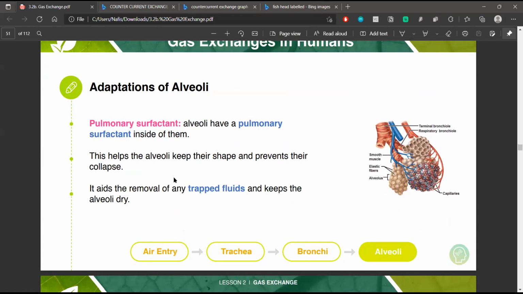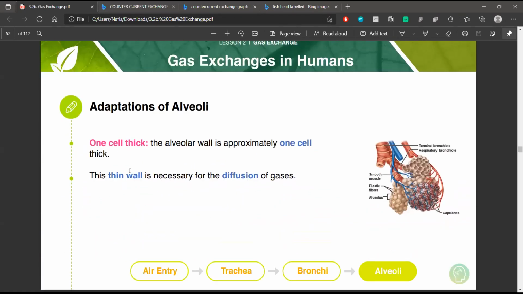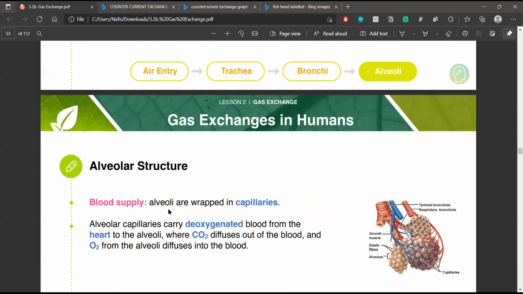And pulmonary surfactant helps the alveoli keep their shape and prevents alveolar collapse. It also helps in the removal of any trapped fluids and keeps the alveoli dry. The alveoli wall is approximately one cell thick, and the thin wall is necessary for the diffusion of gases.